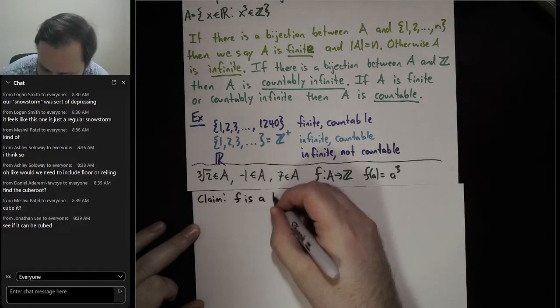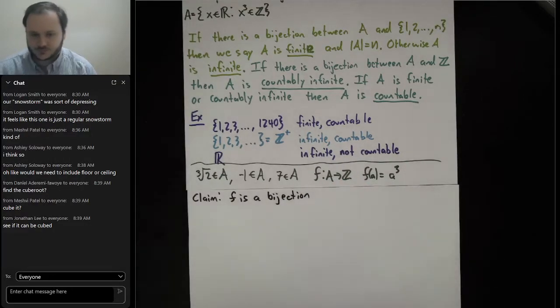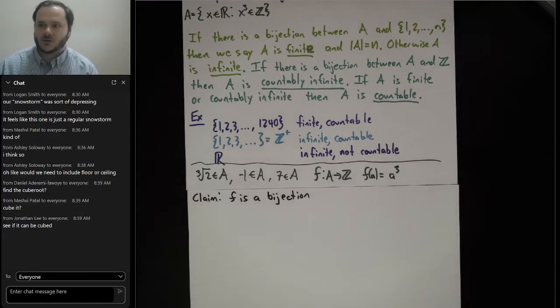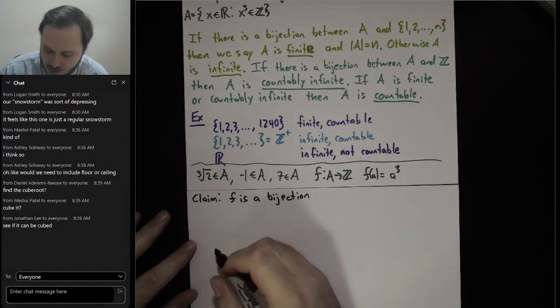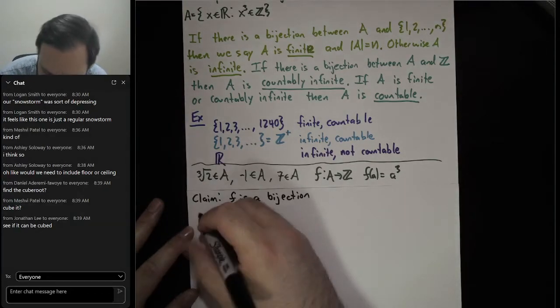F is a bijection. So if it's a bijection, I've got to prove two things. I've got to prove one-to-one, and I've got to prove onto, which is the same as injection and surjection. Let's do one-to-one.